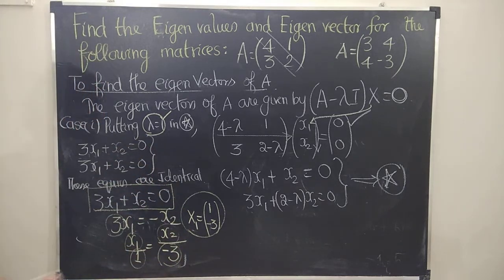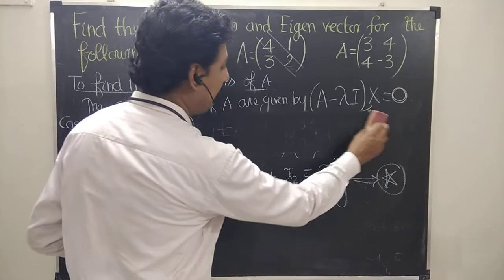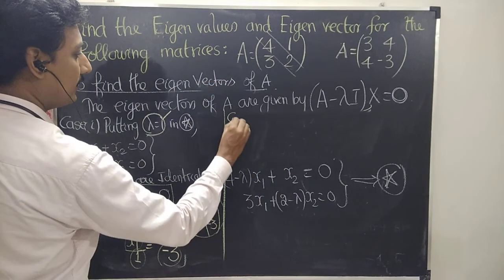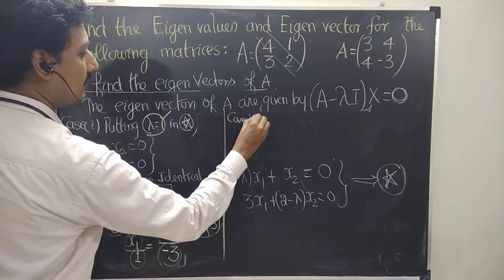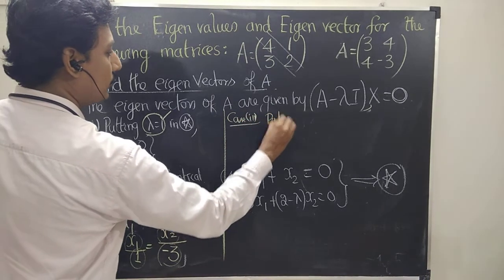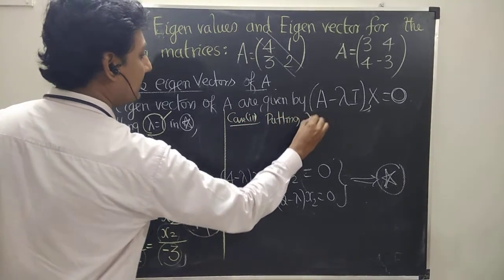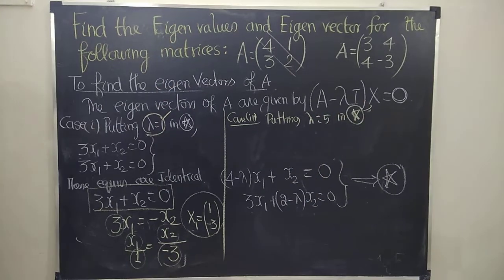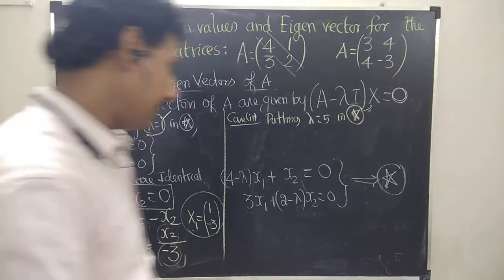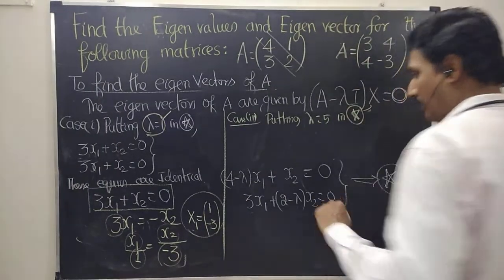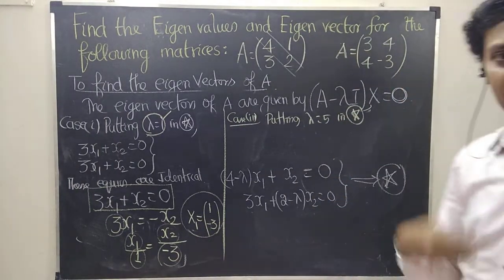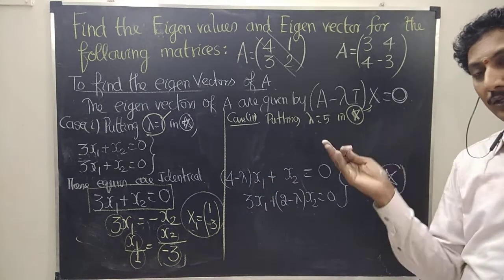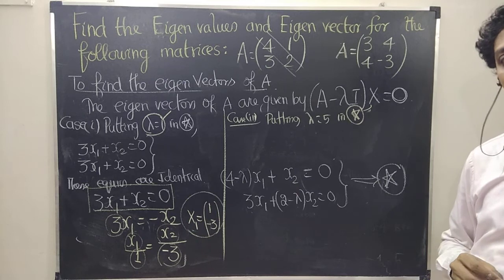What about the second eigenvalue? Lambda is equal to 5. So case number 2. Let us substitute lambda is equal to 5 in the star equation. Let us use the same system of equations, putting in the eigenvalues we have, which will give the corresponding eigenvectors.